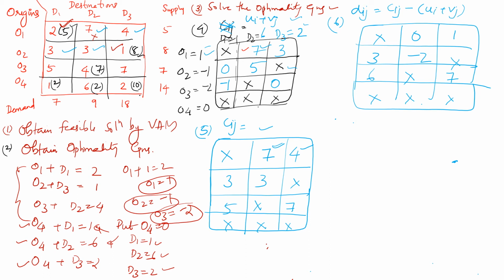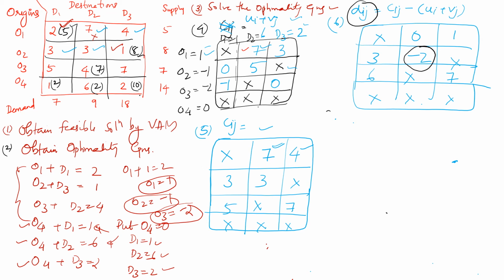So, this is the Dij matrix. Okay, now check whether Dij matrix is having any negative element or not. If there is no negative element, the solution is optimal. Just to make the concept clear, we need to check whether Dij matrix is having negative elements or not. If there is no negative element, the solution is optimal. Since there is one negative element, the solution is not optimal.